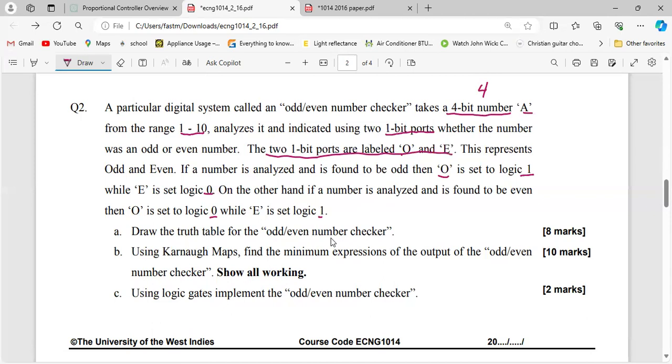All right, let's go back on top. A truth table has the inputs and the outputs that we're going to change. The inputs into the system are 4-bit numbers, and they give you a range from 1 to 10. So that's the first thing you need. Everything else will just be outputs, because they already gave you what the intended output is.